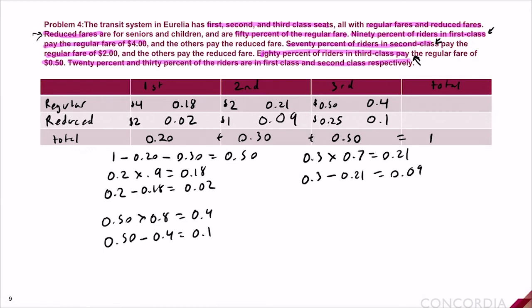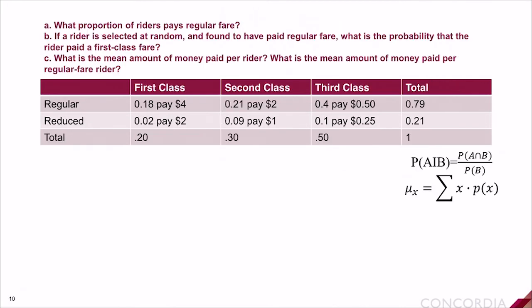Now we will add up our columns. This column will give us 0.21. This column will give us 0.79, which does in fact also add up to 1. Therefore, the math is correct. I have recopied the answers from our table, and we will now begin with the problems.